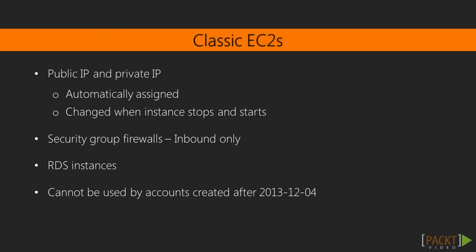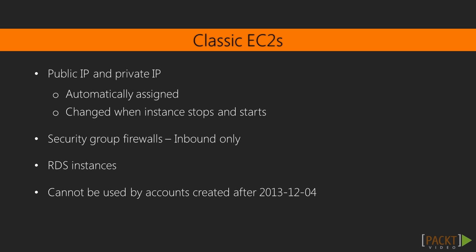EC2s were first introduced by AWS back in 2006. Back then, there was only one big public network in which to launch your instances. Every instance was automatically assigned a public and private IP address controlled by AWS. If you stopped your instance for any reason, AWS took back your IPs, and when you started it up again, you got new ones. Since every instance had a public IP address, they were all essentially public.